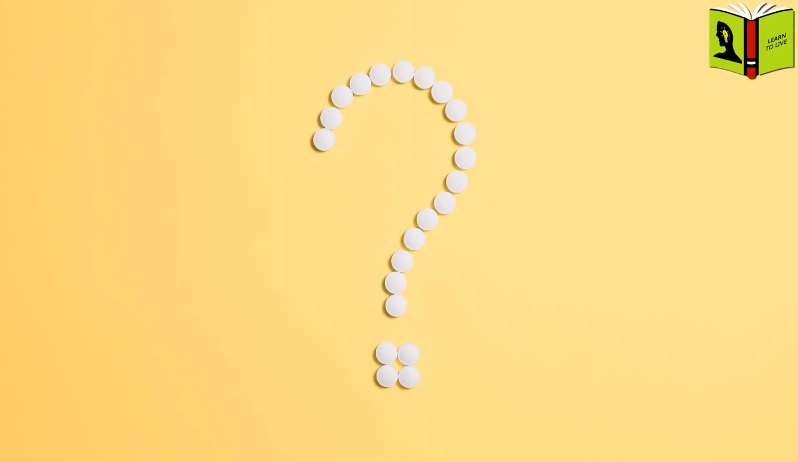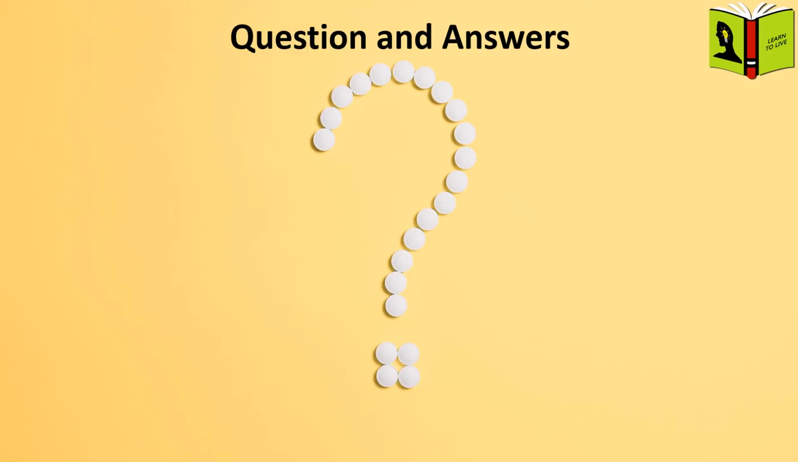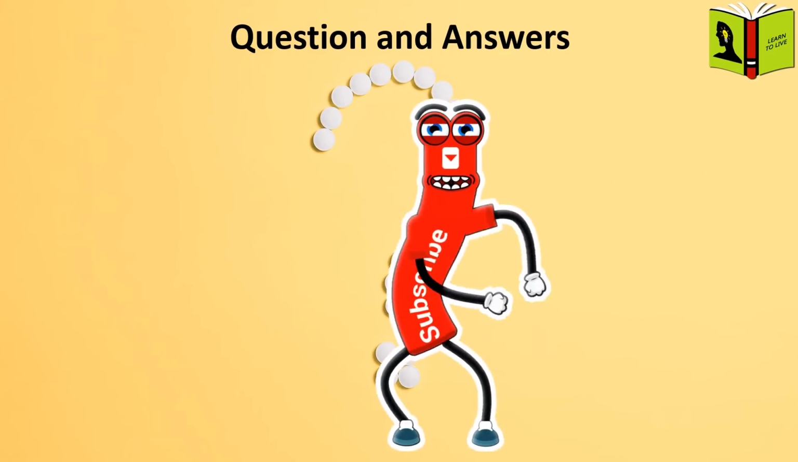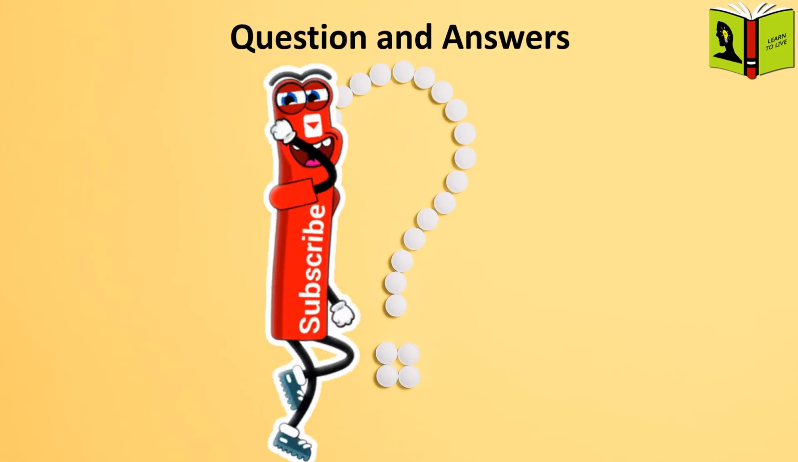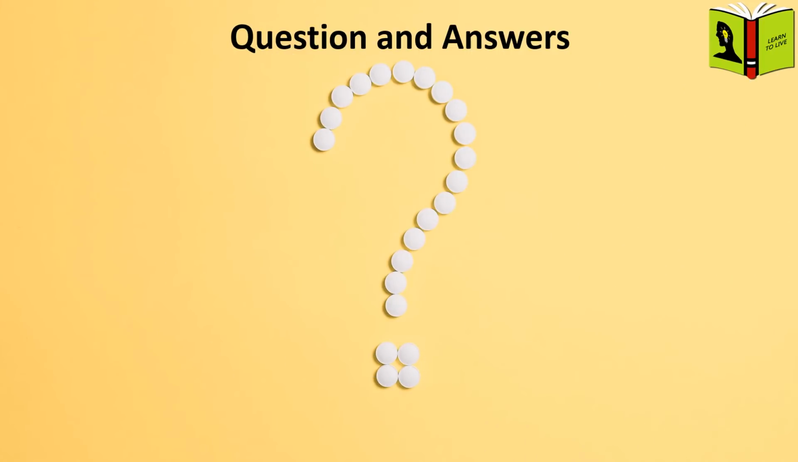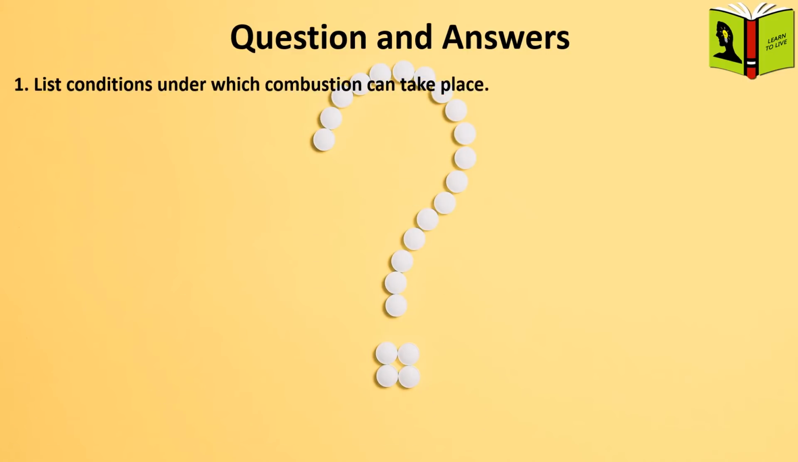Now, let us discuss some questions and answers to revise the chapter. For every question, think for 5 seconds before answering. Question 1. List the conditions under which combustion can take place.